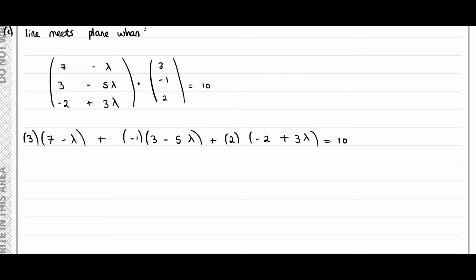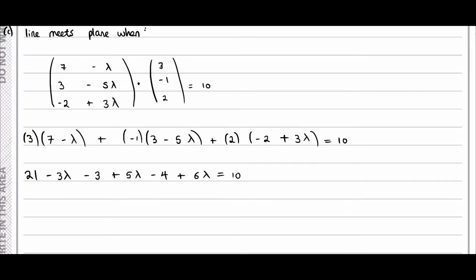So 3 times 7, that's 21. 3 times minus lambda, that's minus 3 lambda. And then here we have minus 1 times 3, which is minus 3. Minus 1 times 5 lambda, which is 5 lambda. 2 times minus 2, that's minus 4. 2 times 3 lambda, that's 6 lambda. And this is equal to 10.